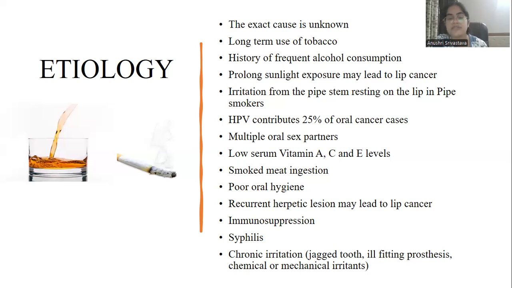Multiple oral sex partners: if the person is having multiple oral sex partners, then he can also get what? Oral cancer. Next, low serum vitamin A, C and E levels. If we are not consuming vitamin A, C and E appropriately, and minerals, and even our balanced diet is not maintained, we can get so many diseases, including oral cancer. Smoked meat ingestion: if we are preserving the meat by the smoking method, then if we eat it frequently or over a long period of time, we will get oral cancer. Next, poor oral hygiene: if we are not maintaining our oral hygiene, then we can get oral cancer.